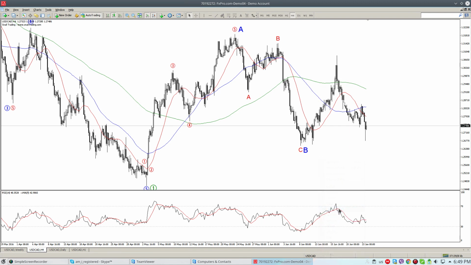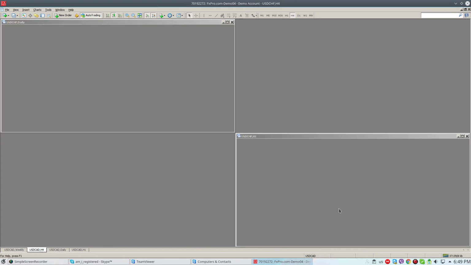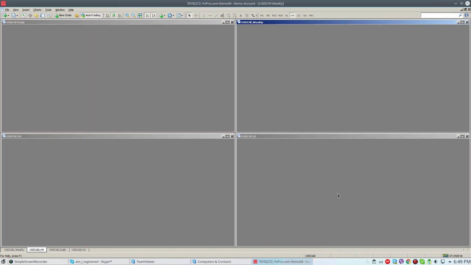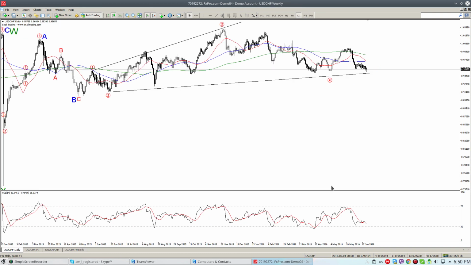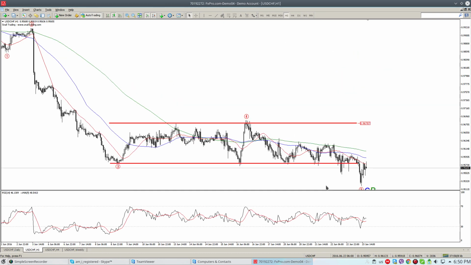Moving directly to the Swiss franc, we also saw another false breakdown of that very annoying range, and now we are below this range. We are below this range, and we are testing it from below to see if it will hold, and we will have a continuation to the downside.